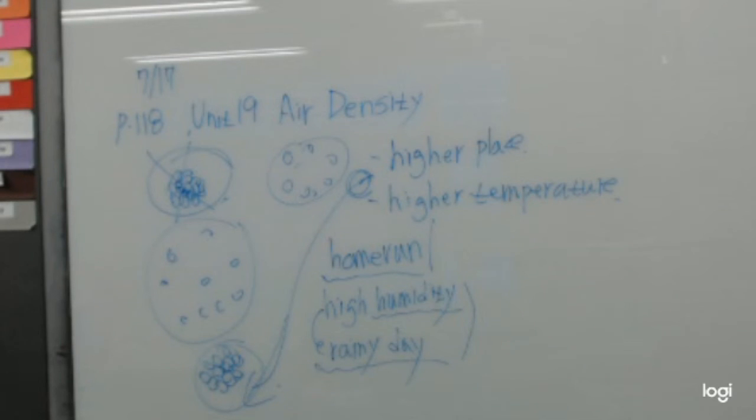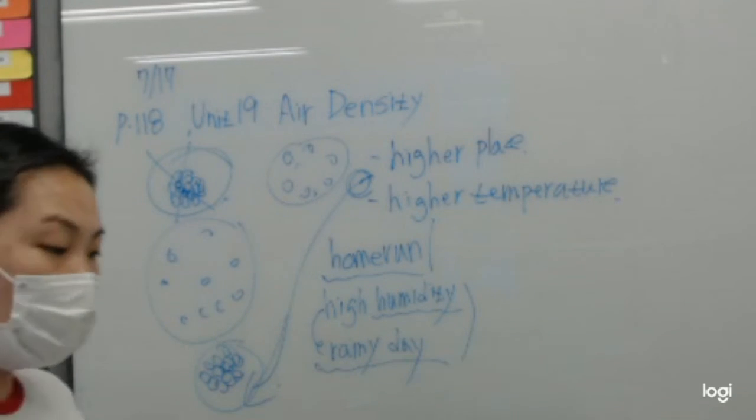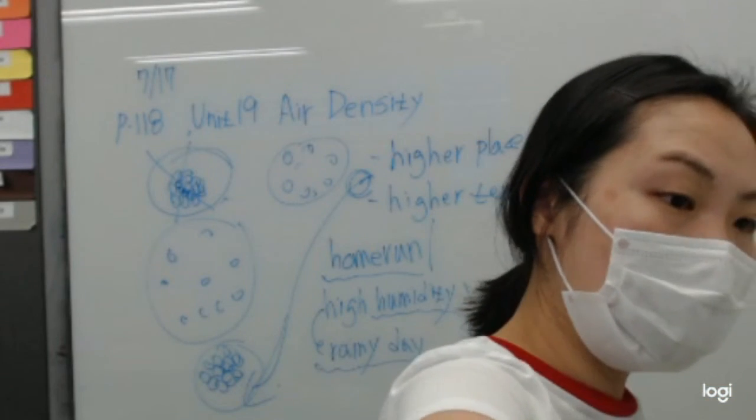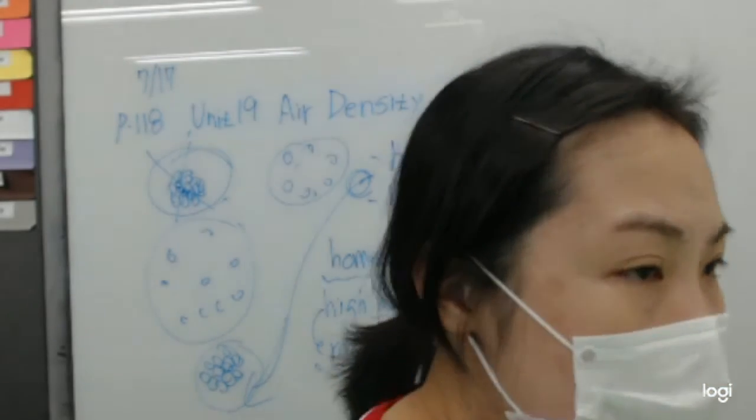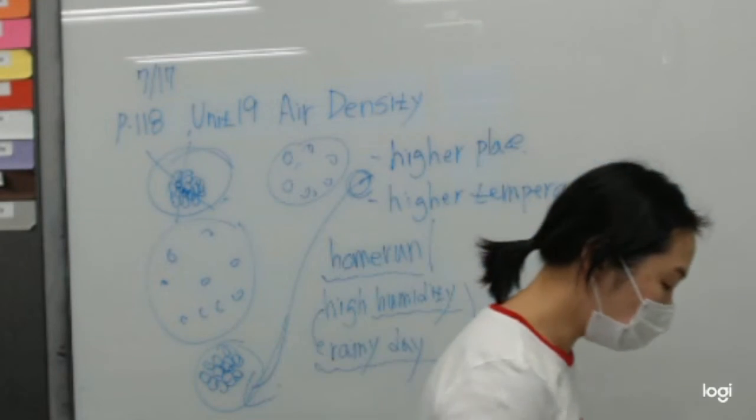Okay? Number B, number 1, will it be a home run? Number 2, air is made up of tiny particles. Number 3, higher temperatures also make the air less dense. And number 4, humidity is the amount of water. Humidity is the amount of water in the air, right?